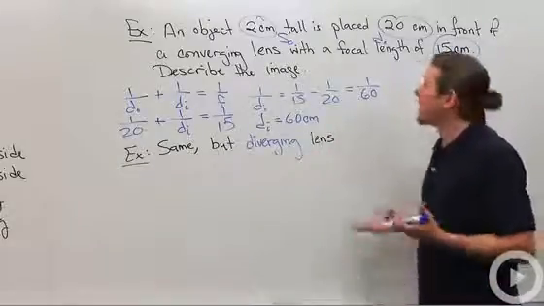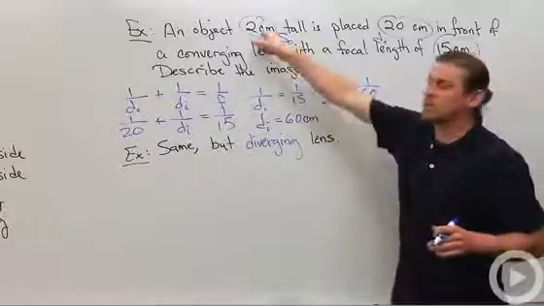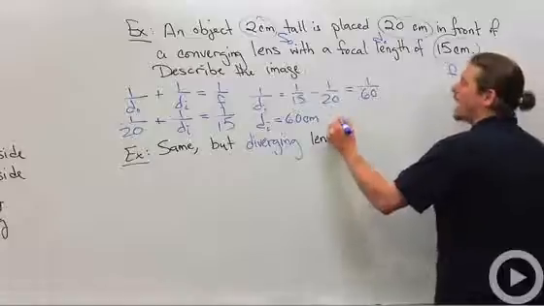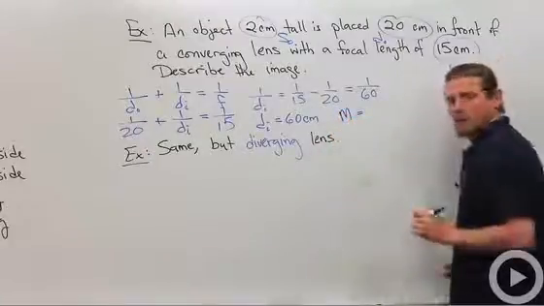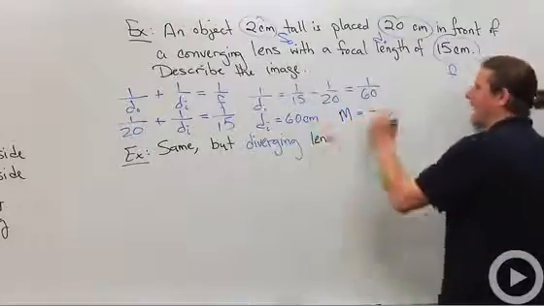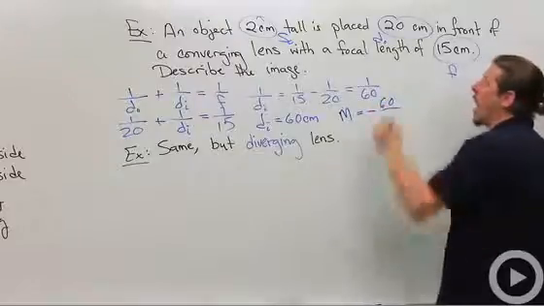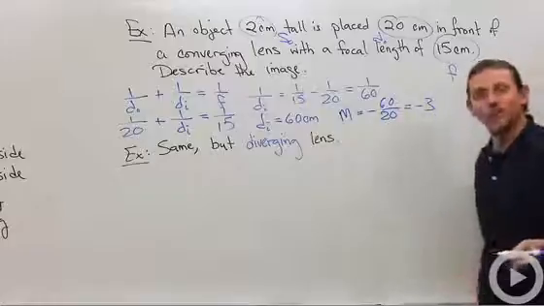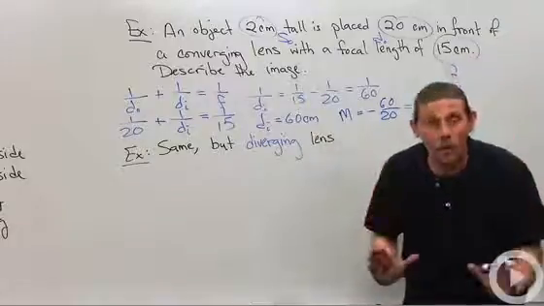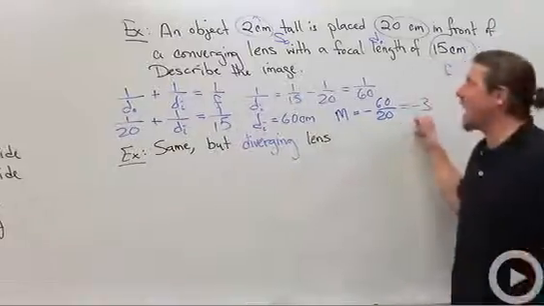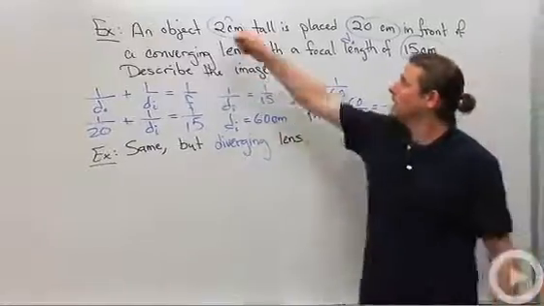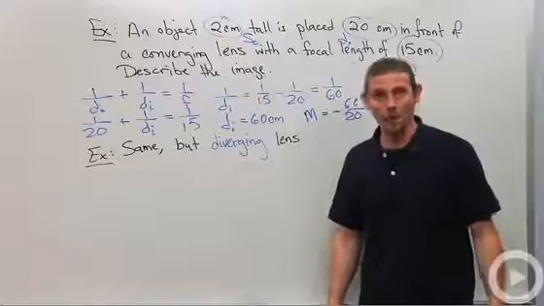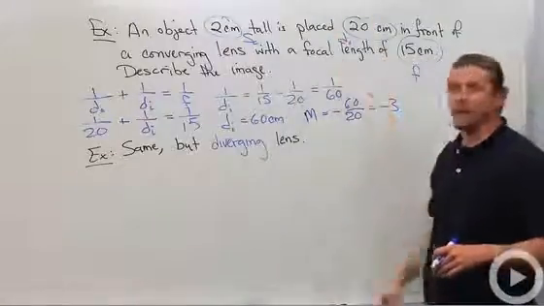What about its size? Well, SO is 2 centimeters. So that means that the magnification, which is minus DI over DO, is negative 3. So that means it's an inverted image that's 3 times bigger. So it's going to be 6 centimeters tall, but upside down. And so that's the answer to this one.